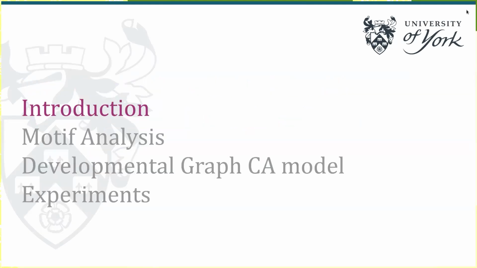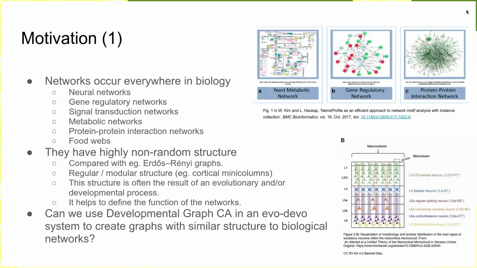So I'll begin by introducing the motivating work. As we all know, networks occur everywhere in biology, obviously neural networks, but also gene regulatory networks, and then intracellular things like signal transduction networks and protein interaction networks, and then scaling up to the macro level, we've got things like food webs and social networks.